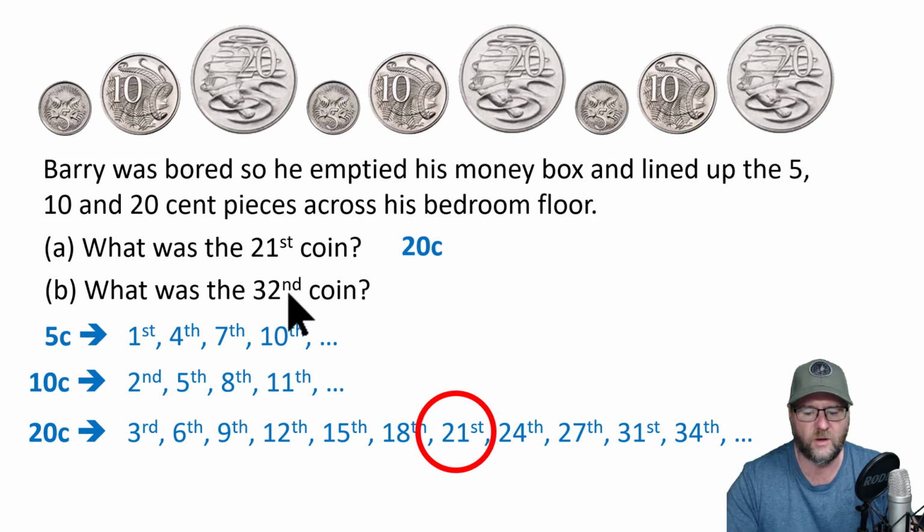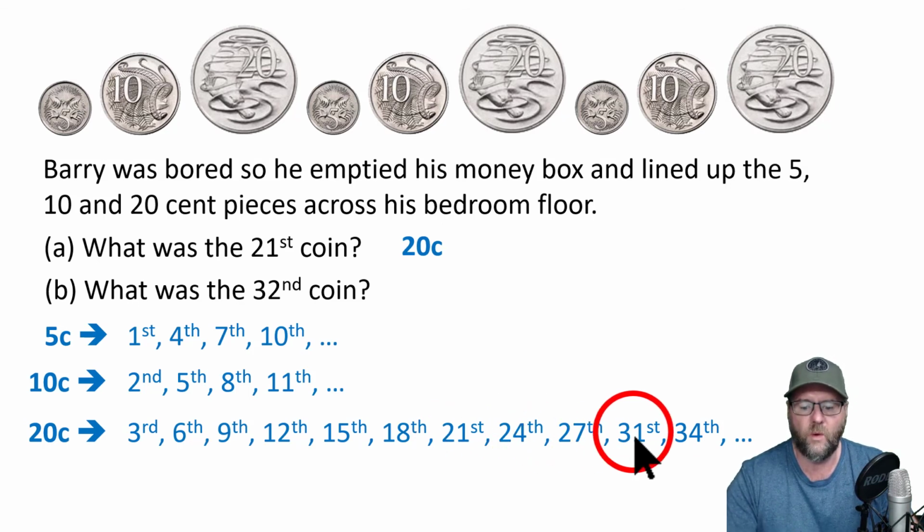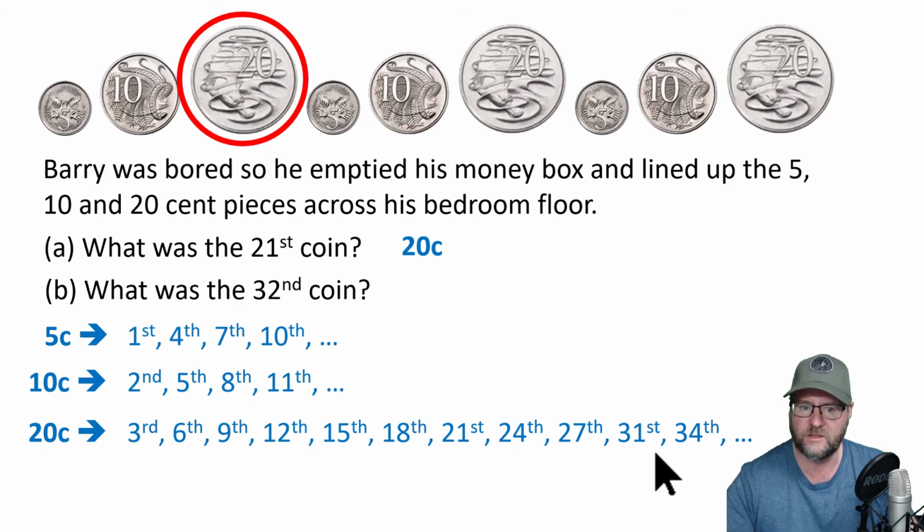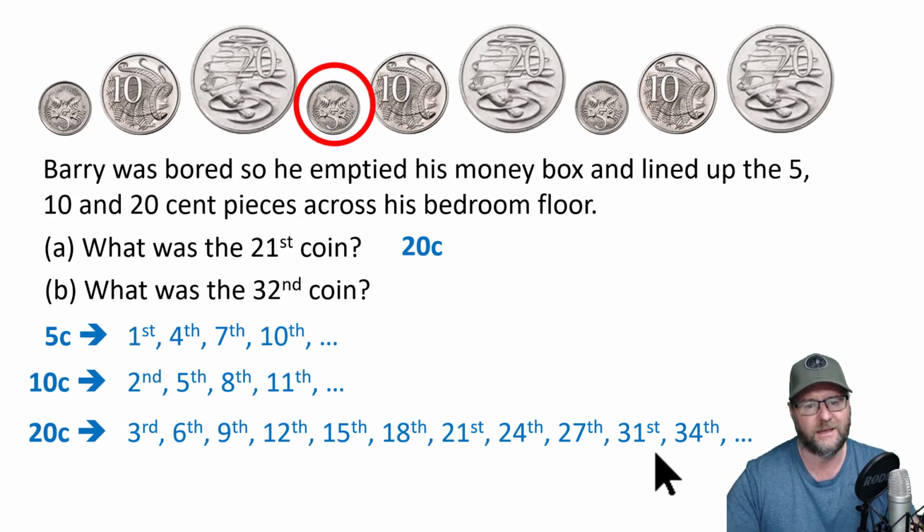Now, the 32nd coin isn't on my list here, but I do know that the 31st coin, which was the one before, was a 20. So if the one before, the 31st, was a 20, the next one on is the 32nd. Following our pattern, it must be a 5-cent piece.